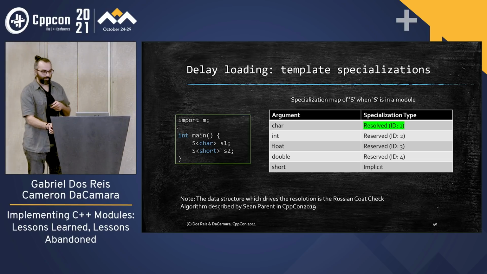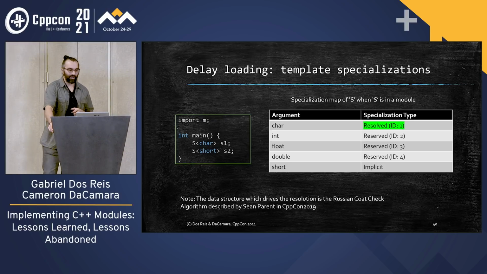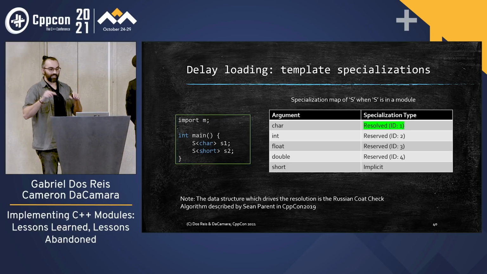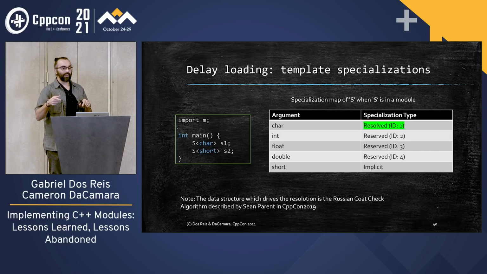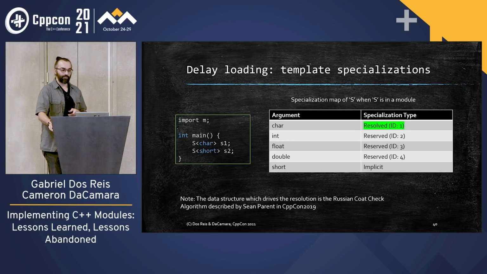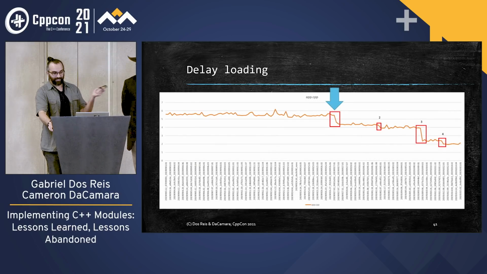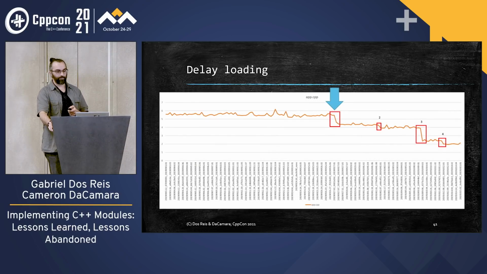It's worth noting that this optimization relied on a data structure that was defined by Sean Parent in CppCon 2019. When I saw it, it turned out to be exactly the right application for that data structure. So go to CppCon, you learn stuff. And that gets us here. So, our first optimization.